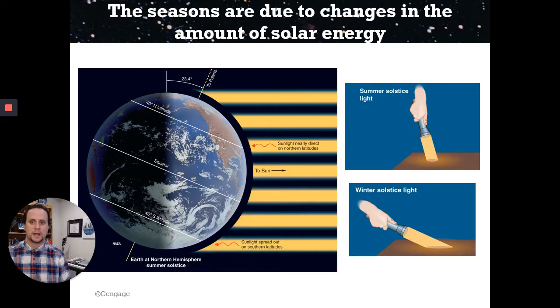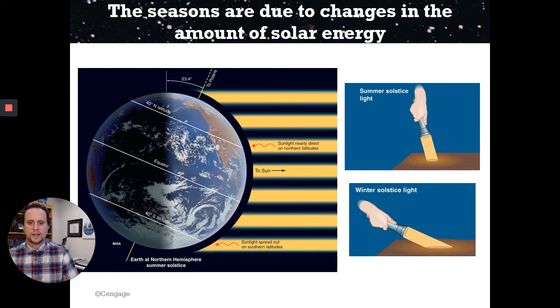The seasons depend on the changes in the amount of solar energy. This is what I was talking about with that flashlight demo you're going to see later. If I shine a flashlight, it only has so much light, just like the sun only has so much light. If I shine that flashlight on the table at a direct angle, like the summer solstice light directly on there, see, it's all focused on one area. So all that light and all that energy, all that heat is hitting that one spot.